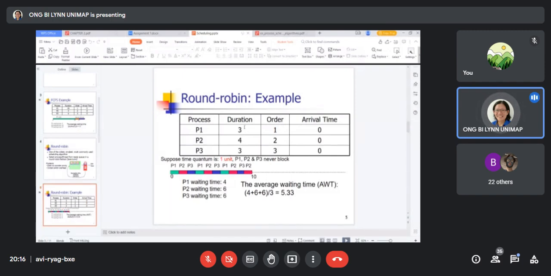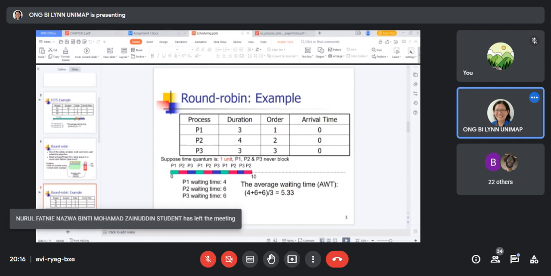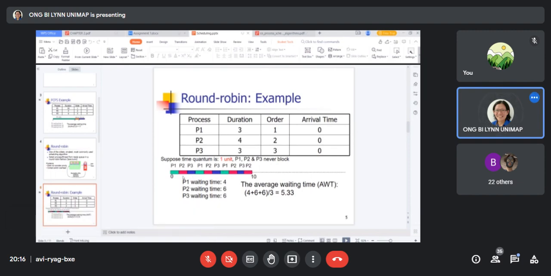Okay, so it's supposed to be P1 you have 3 units, P2 you have 4 units, and P3 you are having 3 units. All right, so P1, P2, P3, okay, followed by P1, P2, P3, followed by P1, P2, P3. So another block of P2 hasn't finished. So lastly, it will be P2. All right.